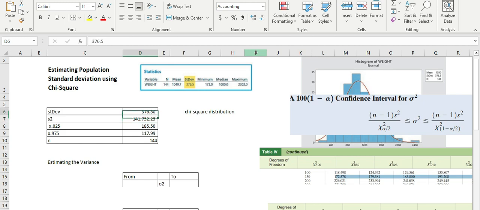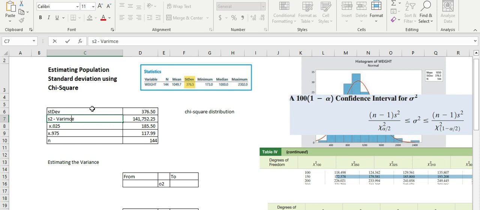Basically, the variance, or s raised to the second power, is 141. The computation of that is this one. See that? D6, and then I raise it to the second power. So you might ask, what are these here? These are the chi-square values. What are chi-square values? We will just have to look at that here.